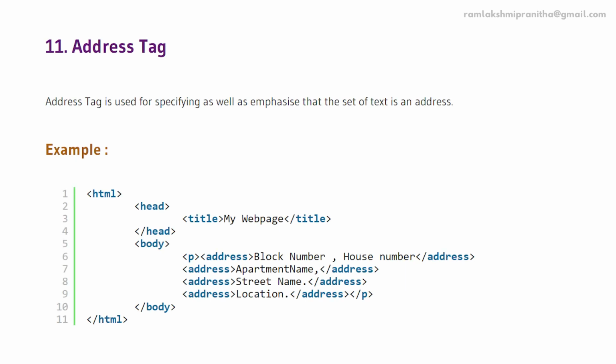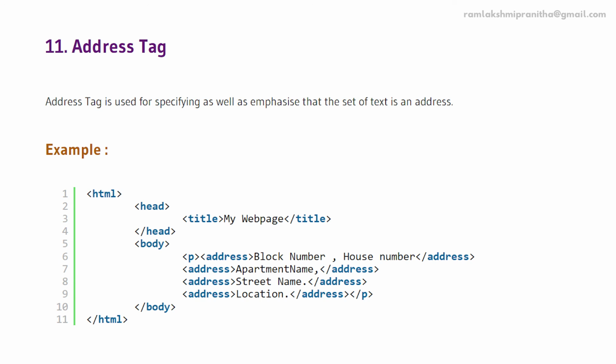Address tag. Address tag is used for specifying as well as emphasizing that the set of text is an address. Example. In this example we have a sample HTML code with opening head and body tags. Title tag is also declared, which defines the title of the web page.